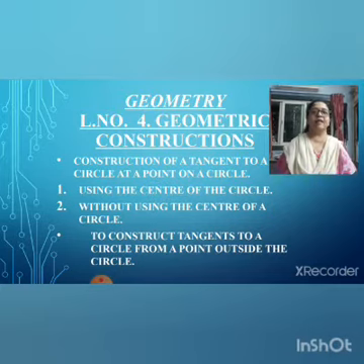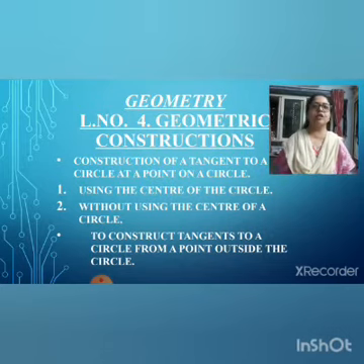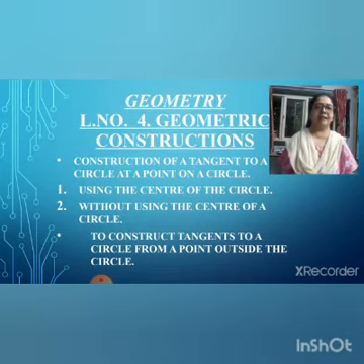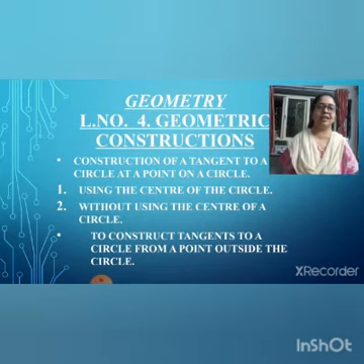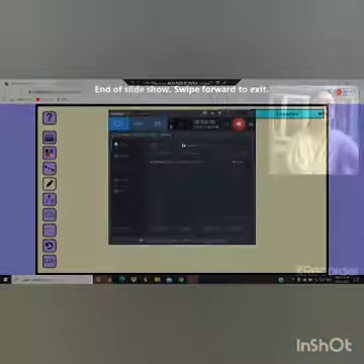So today we are going to start with the construction of a tangent to a circle at a point on a circle. There are two different ways, either by using the center of a circle or without the center of a circle. First we will start with using the center of a circle, how to draw a tangent. We will start with Exercise 4.2, sum number 1. Okay students?